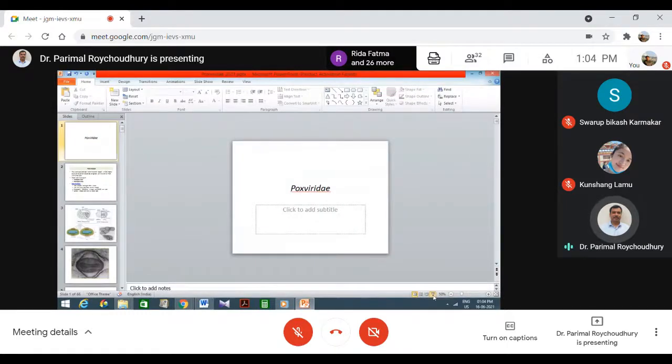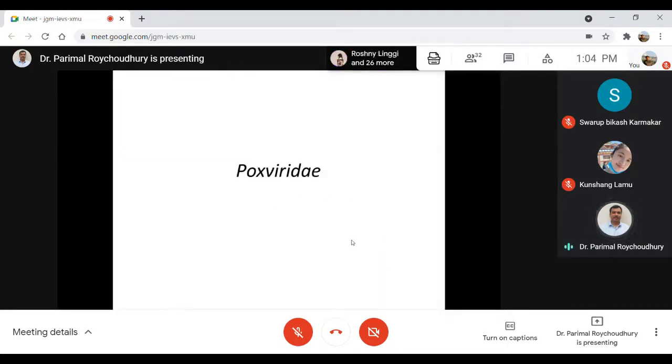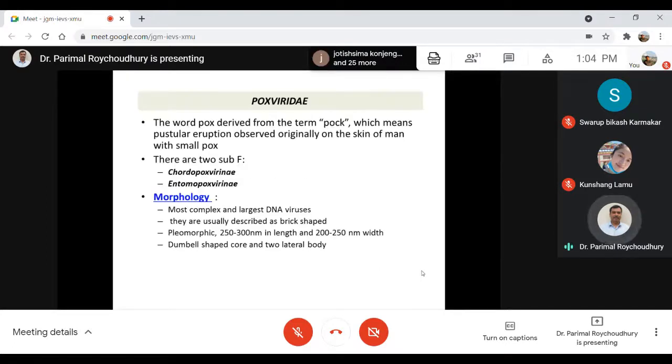they include some of the important diseases of animals as well as humans. As you know, smallpox, which caused millions of deaths throughout the globe, is considered in human history to be the biggest viral infection. And this is the success of mankind, that as of today, we don't have smallpox infection in the globe. It was totally eradicated from this globe. So this is the Poxviridae.